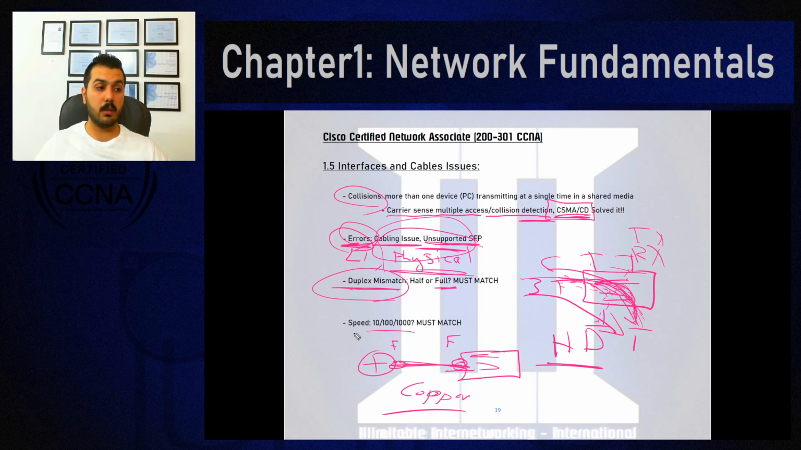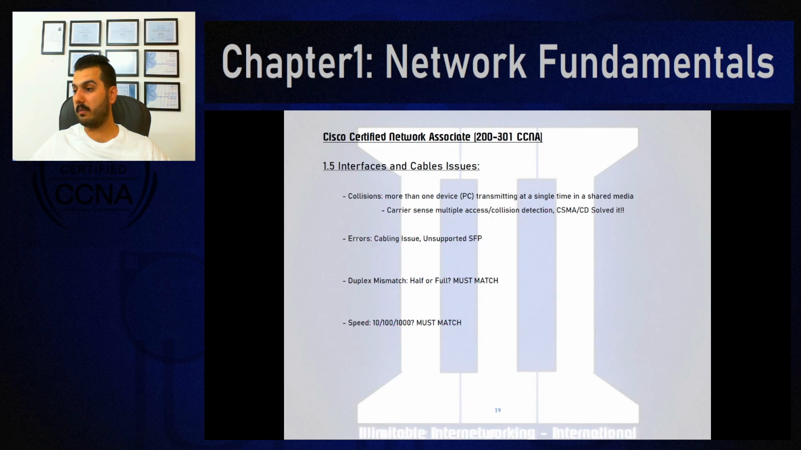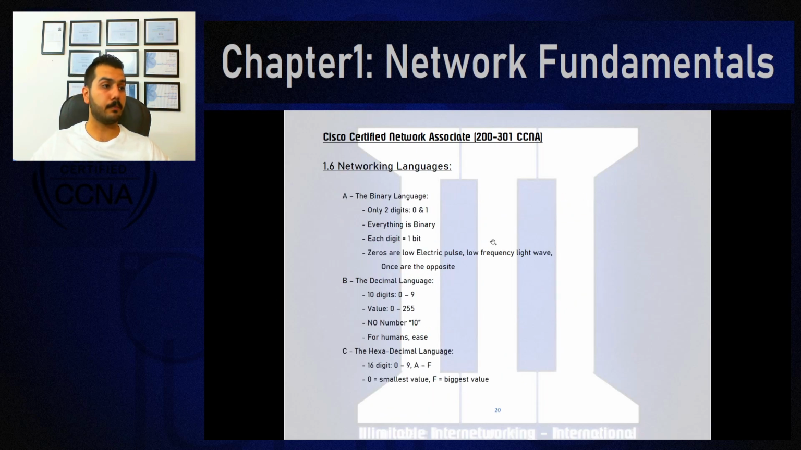Speed also, we have said some generations had 10, 100 or 1000 megabit per second. It's always megabit per second of transmission speed, okay, transferring speed. So in case one of them was configured to be 100, the opposite must be 100 as well, so that these two can communicate. These are some of the common errors that you might face in your network.